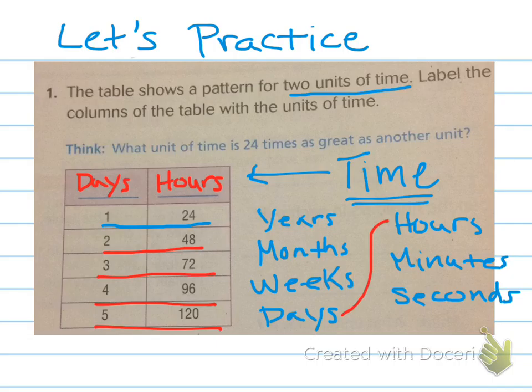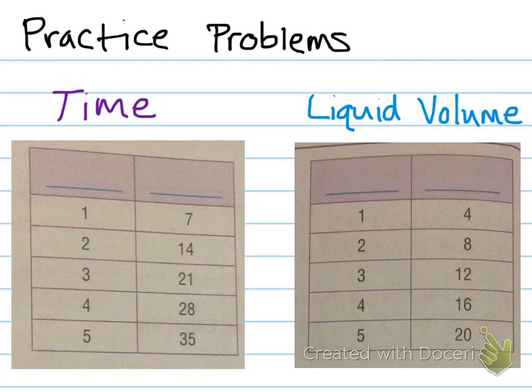Okay, so for your practice problems, it's a short video tonight. Take a look. You have 2 practice problems. The first table will be units of time again, right? Think of all the units of time we've talked about. Check your notes and think, what has the relationship? 1 of this is equivalent to 7 of another.